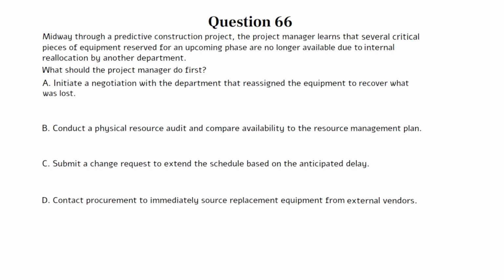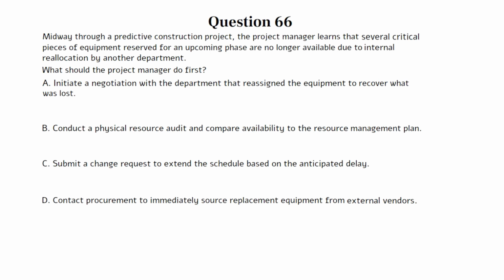Question 66. Midway through a predictive construction project, the project manager learns that several critical pieces of equipment reserved for an upcoming phase are no longer available due to internal reallocation by another department. What should the project manager do first?